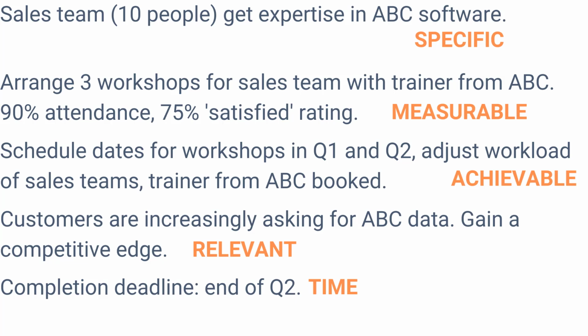And if we do this, then we get this answer. So the specific goal is that the sales team of 10 people need to get expertise in ABC software. The measurable bits are the bits really with the numbers. So there are 3 workshops, and there needs to be 90% attendance with a 75% satisfied rating.